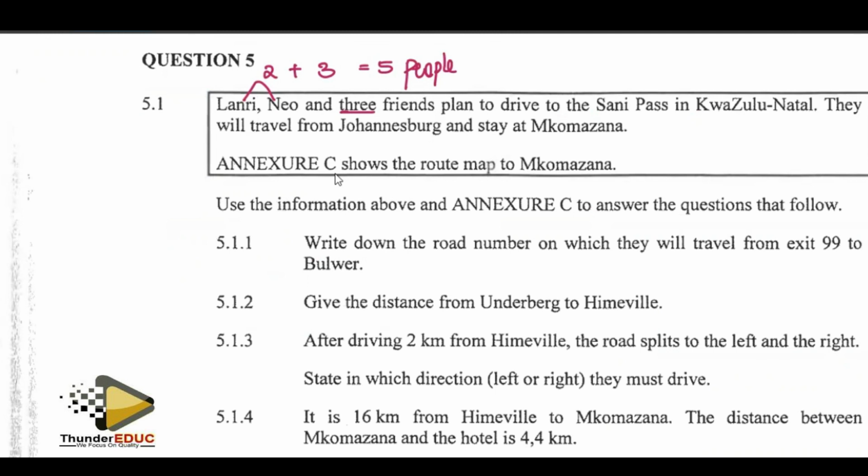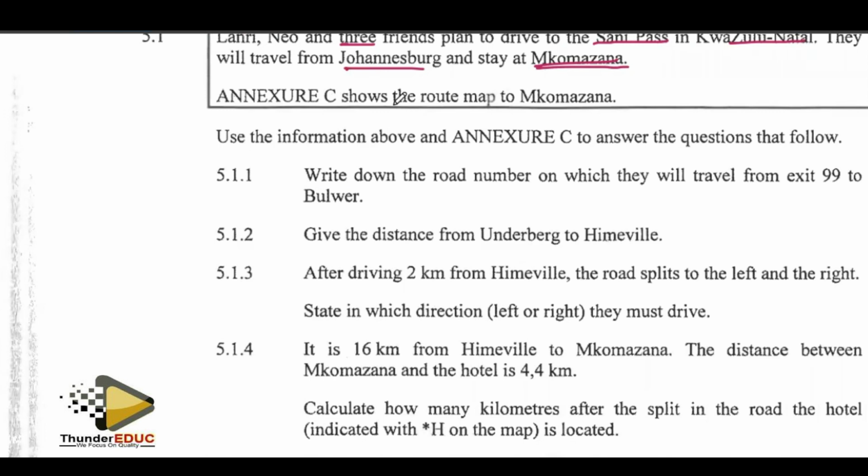They are driving to Snipers. Where is it found? It's found in KwaZulu Natal. They will travel from Johannesburg and stay at this place here. And afterwards, I think they will continue. All right. We go and we see. The next exercise shows the route map to Makosi. Use the information above and the annexure C to answer the following questions.